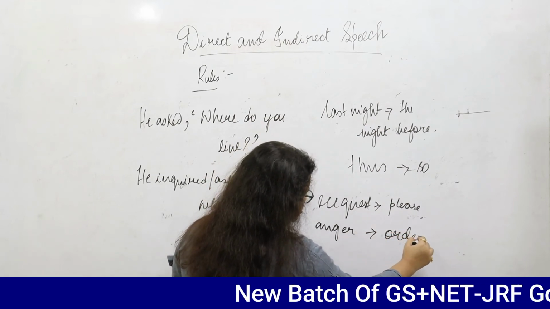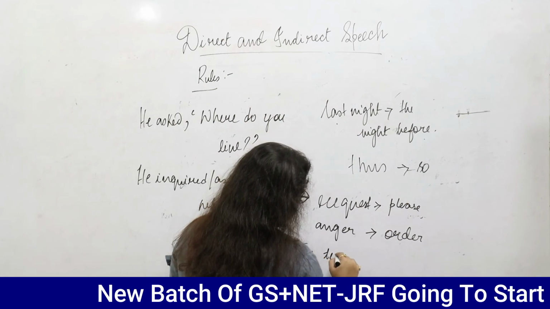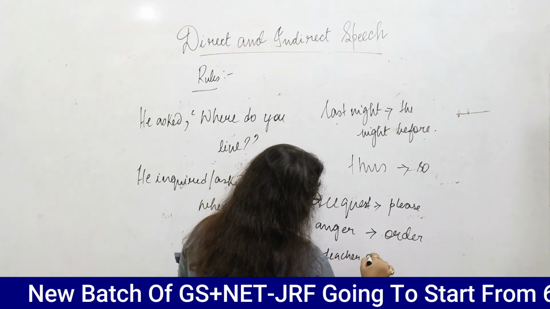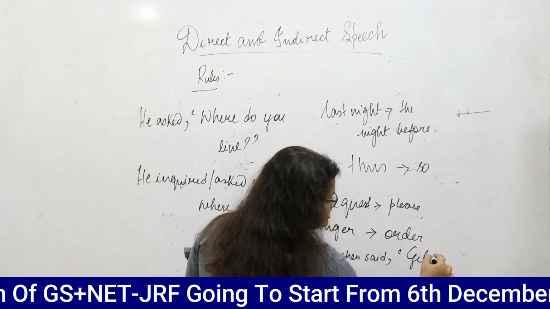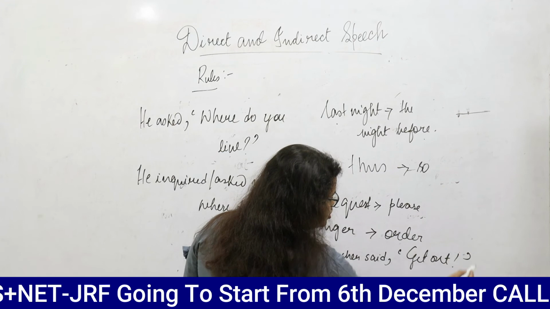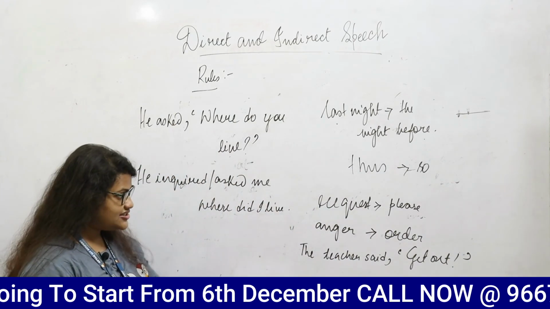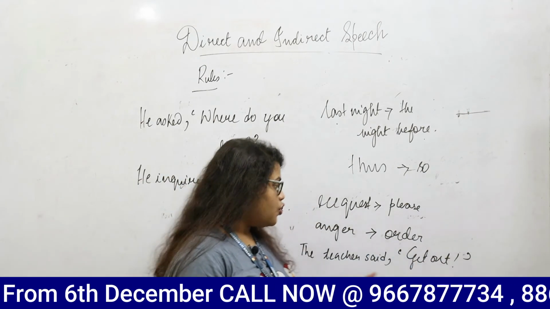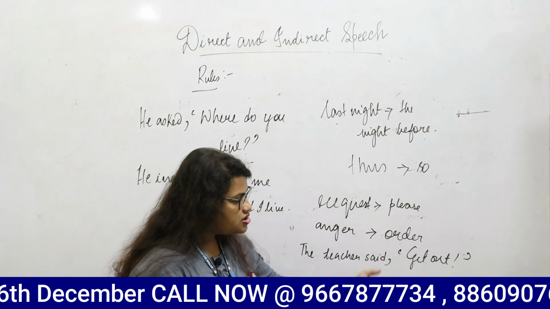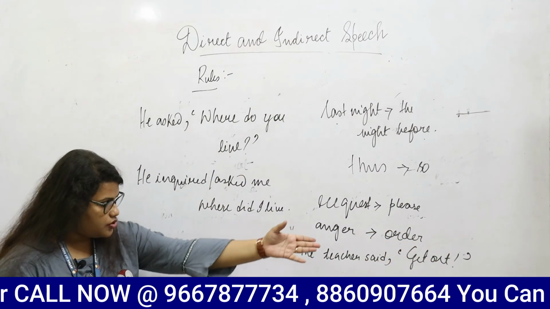For example, the teacher said, "get out." This is an angry word from a teacher. So the sentence in the indirect speech would change as the teacher said the student to get out, or the teacher ordered the student to get out, or the teacher ordered getting out.